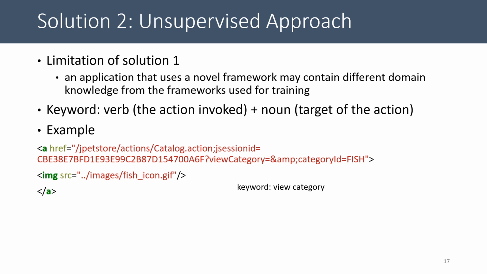And here we use a link as an example. It contains the attribute href and a sub DOM image. According to our solution 1, the first matched attribute of the attribute list is href. After applying the heuristic rule and preprocessing, the keyword is category ID. However, this keyword lacks an action verb. What we expect to get is view category.